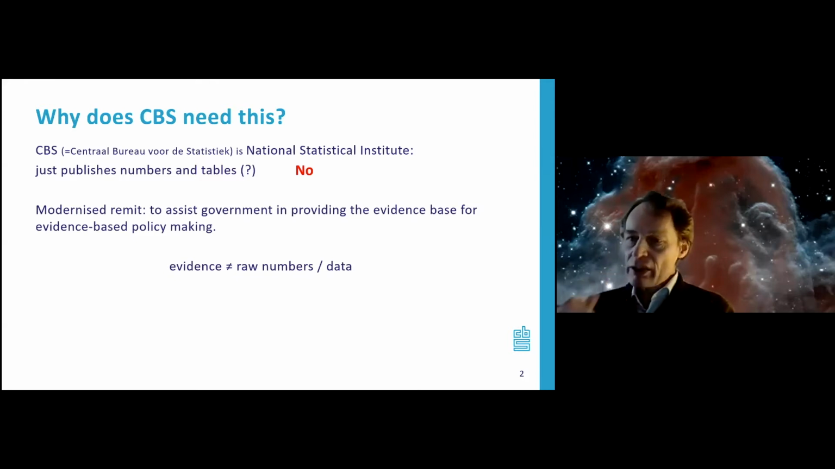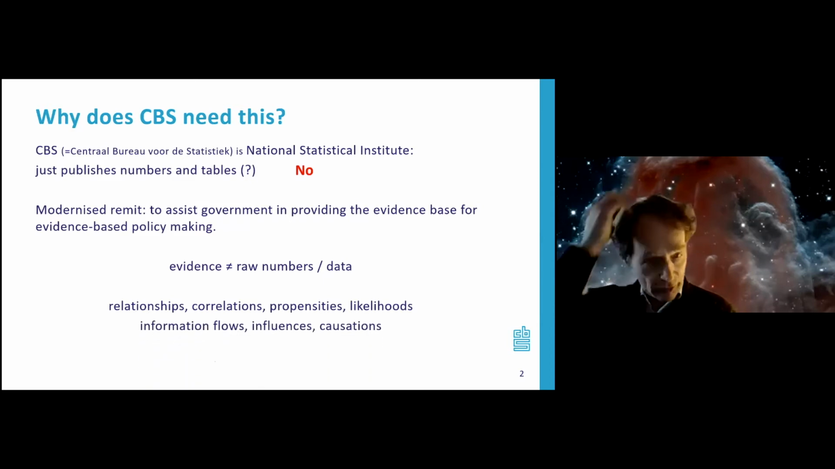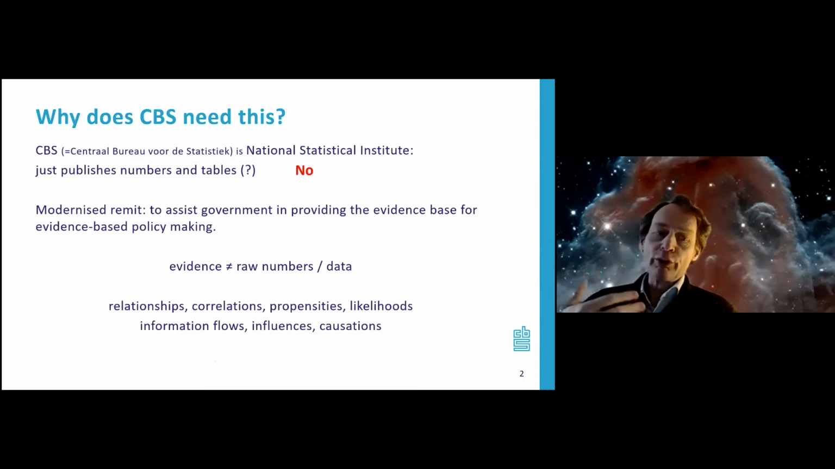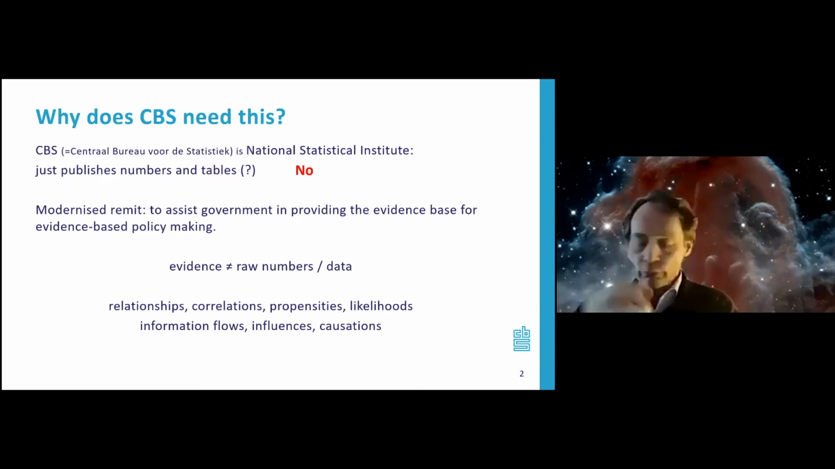So an evidence base for better policy decisions is not the same as just handing a bucket of raw numbers to a government department and telling them to get on with it, because that doesn't lead to anything, or it leads to precisely the wrong things, which is what we don't want. So we're interested in relationships, correlations, propensities, likelihoods of things to occur given a set of circumstances. To translate that, we want to know about information flows, how much information flows from one indicator that we can measure as a National Statistical Institute into another one.